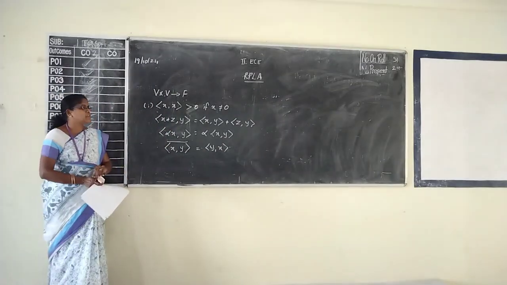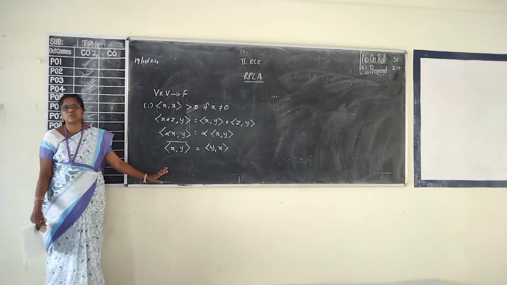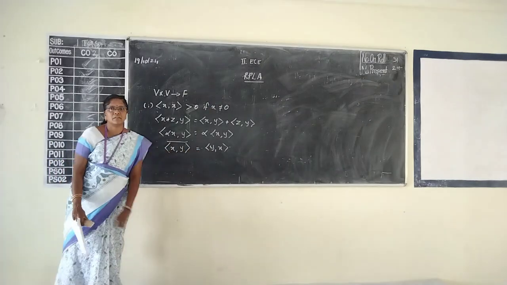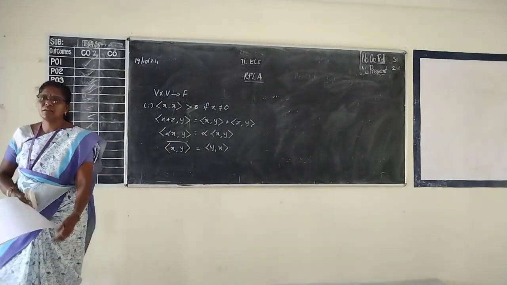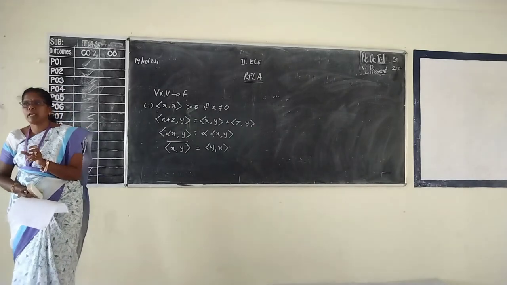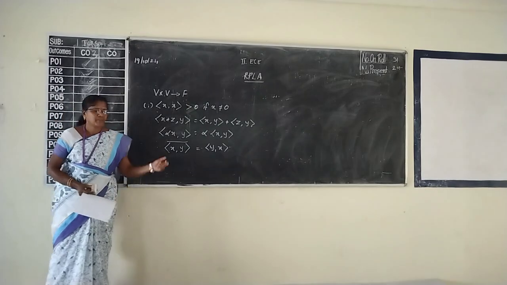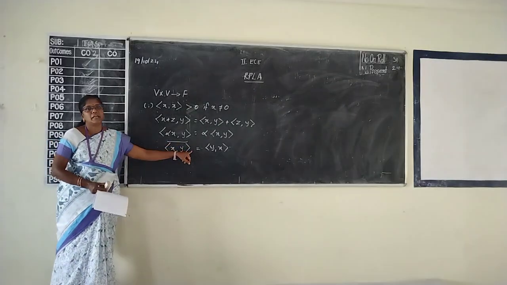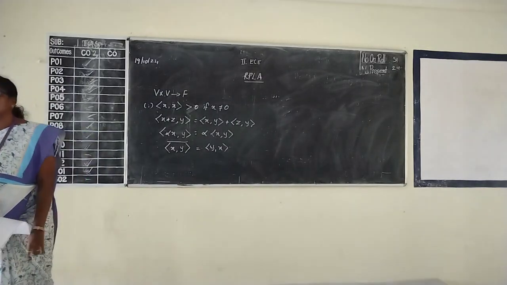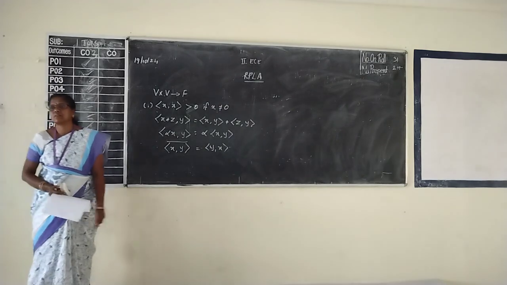So these are the four conditions to be satisfied for it to be an inner product in a vector space. What is the meaning of this whole bar? Complex conjugate. This bar denotes the corresponding complex conjugate.